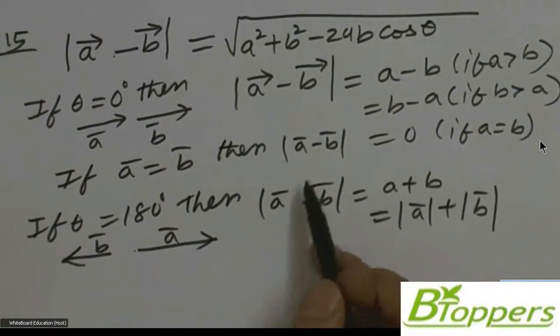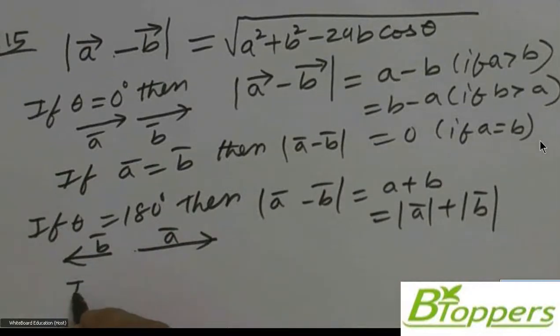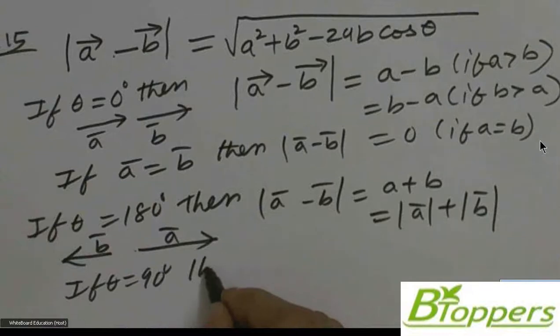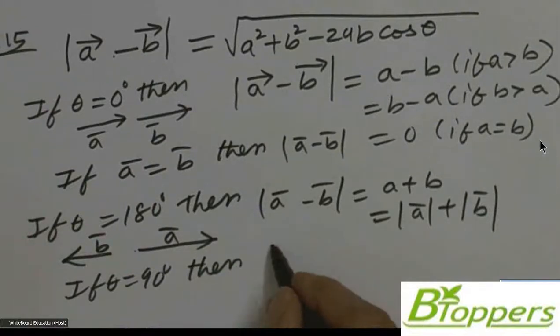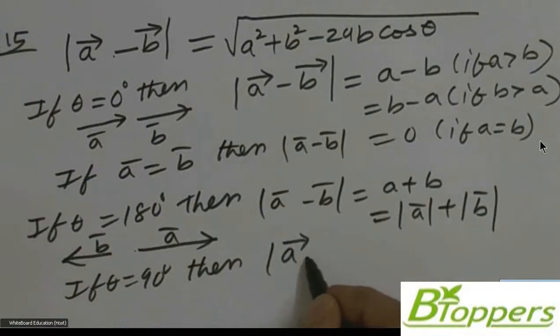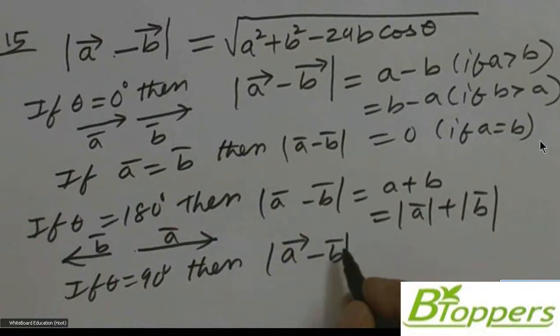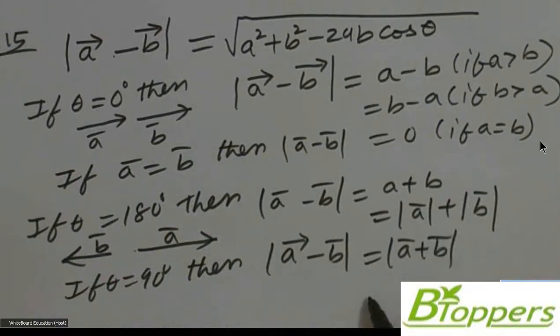In the special case 3, I have discussed if a bar is perpendicular to b bar, then theta will be 90 degrees. In that case, cos theta will be 0. Magnitude of a bar minus b bar will be root of a square plus b square. Magnitude of a bar plus b bar will also be root of a square plus b square. That means magnitude of the vector difference of the two vectors will be same as magnitude of the vector sum of the two vectors when the two vectors are perpendicular to each other.